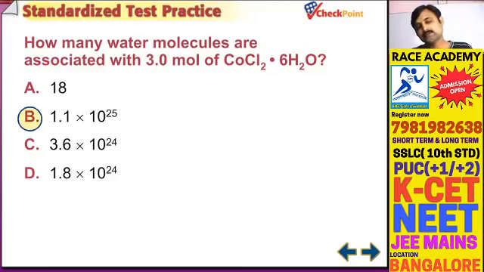You will get 1.1 into 10 to the power of 25, because if you take this formula, in 1 mole of cobalt chloride we have 6 into 6.02, which means 36.12 into 10 to the power of 23 water molecules. That is multiplied with 3, you will get 108.36 approximately. It is taken as 1.1 into 10 to the power of 25, because 110 into 10 to the power of 23 is 1.1 into 10 to the power of 25.